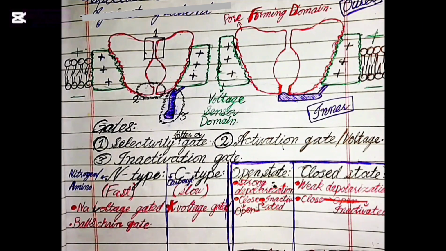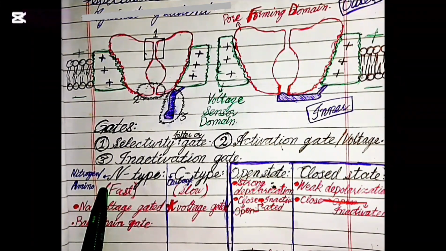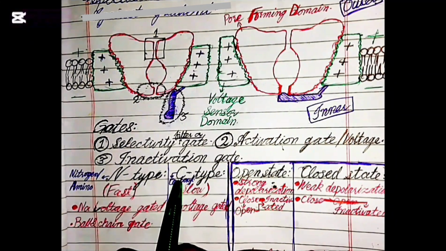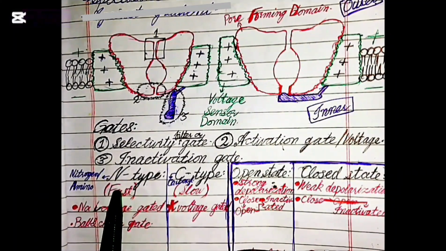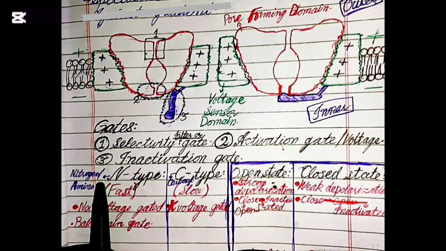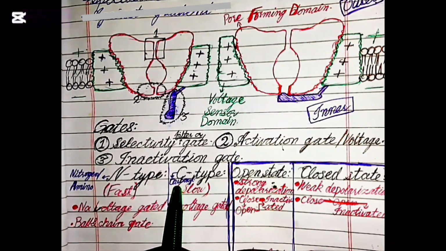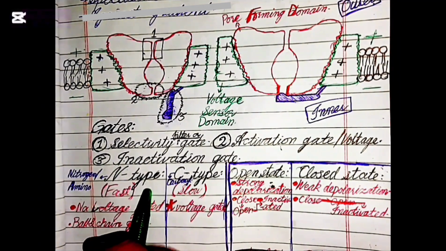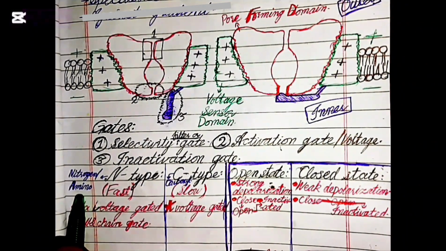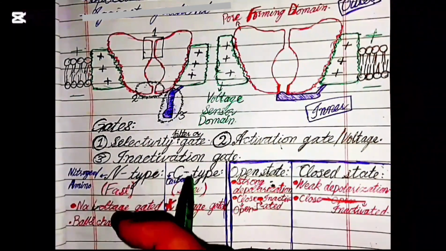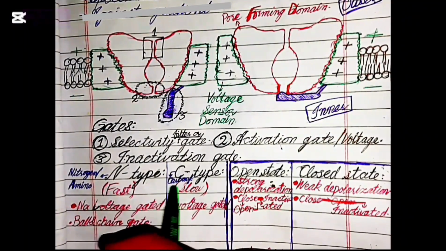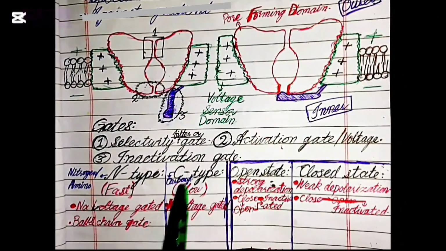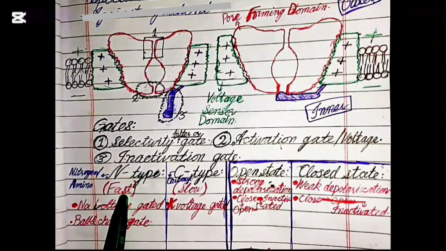Now come to N type and C type. What do you understand from N? N means nitrogen and C means carboxyl. There are two groups in protein: nitrogen means the amino group, and carboxyl group. In the N type, the nitrogen group or amino group is free or unbonded, and the C type has a free or unbonded carboxyl group. Mainly the C type is slow and the N type is fast.